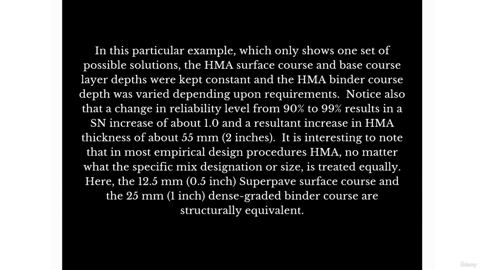Notice also that a change in reliability level from 90 to 99% results in an SN increasing by about 1 and a resultant increase in the HMA thickness of about 55 millimeters. It is interesting to know that in most empirical design procedures, HMA, no matter what the specific mix design or size, is treated equally. Here, the 12.5 millimeter Superpave surface course and 25 millimeter dense graded binder are also structurally equivalent. So that's just a conclusion on the design layers.